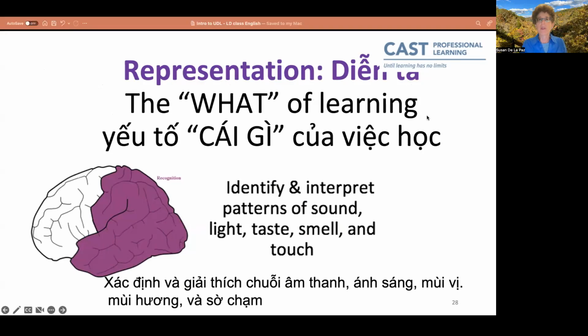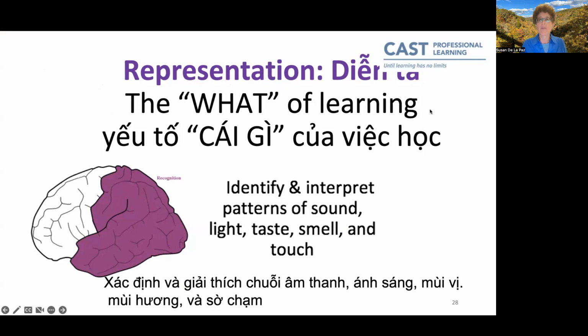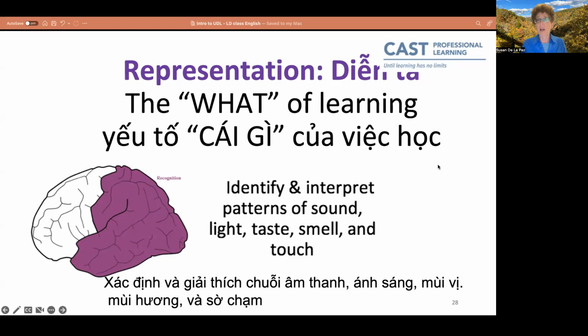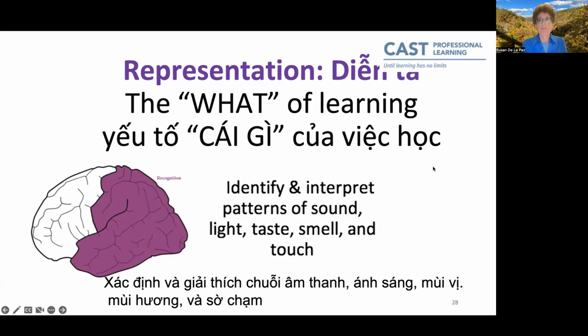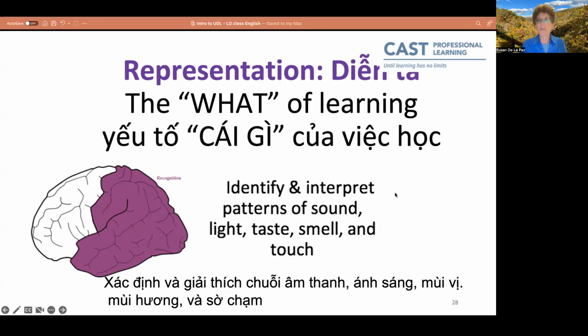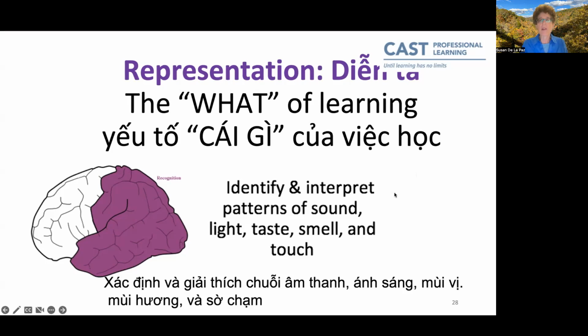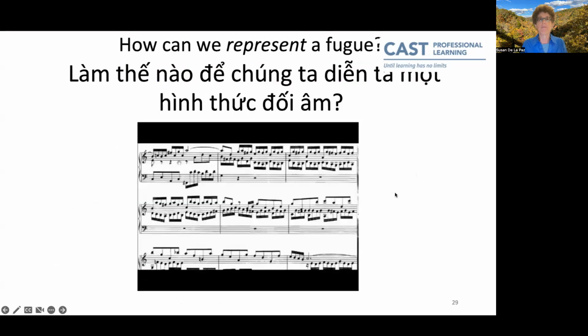Now, the next principle is called representation, which is the what of learning. The what of learning means kind of like what the teacher's doing, what you're supposed to be learning. Keep thinking of what as content. And right here on the brain, we're showing a picture of the recognition pathways. Basically, you're using your senses to understand. You're going to identify patterns of sound, light, and sometimes in the elementary grades, taste, smell, and touch as well.